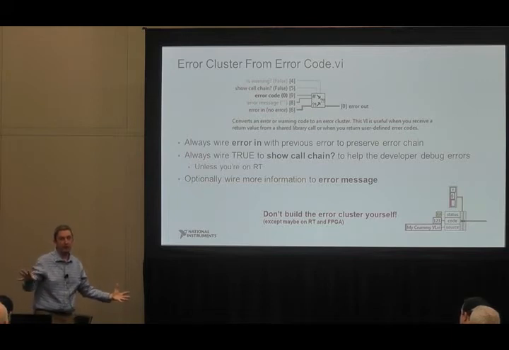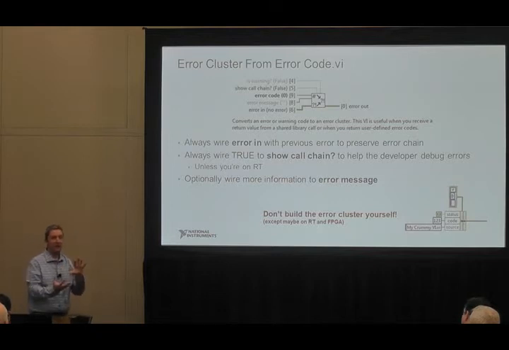And in doing that, when you wire call chain true and you wire error message string, now the error cluster is going to provide the call chain and it's going to provide whatever additional information you wired into that string.